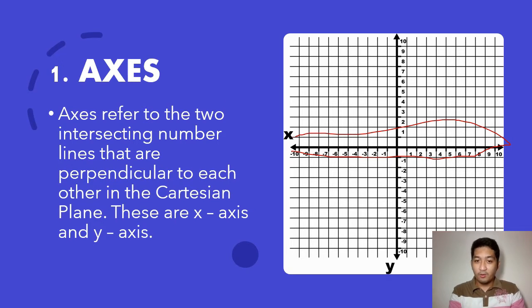the horizontal line is what we call the x-axis. Okay? So, the line that lies flat, or the number line that is horizontal, is what we call the x-axis. While this one, the line that stands up, or the number line that is vertical, is what we call the y-axis. Okay? Always remember that. The horizontal line is the x-axis and the vertical line is the y-axis.